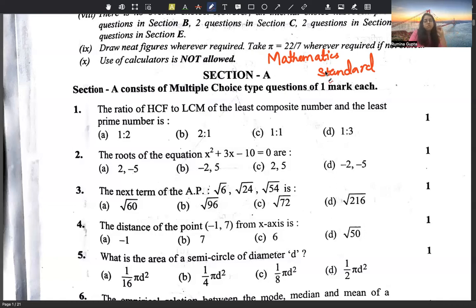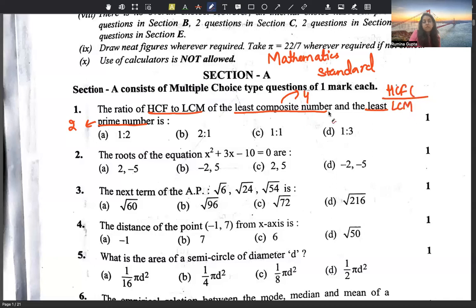So first question, very simple again. The ratio of HCF to LCM of the least composite number. Now, what is a least composite number? That is your 4. And the least prime number, that is your 2. So I have to find the ratio of HCF and LCM, and the numbers are the least composite number and the least prime number. So first of all, HCF upon LCM.